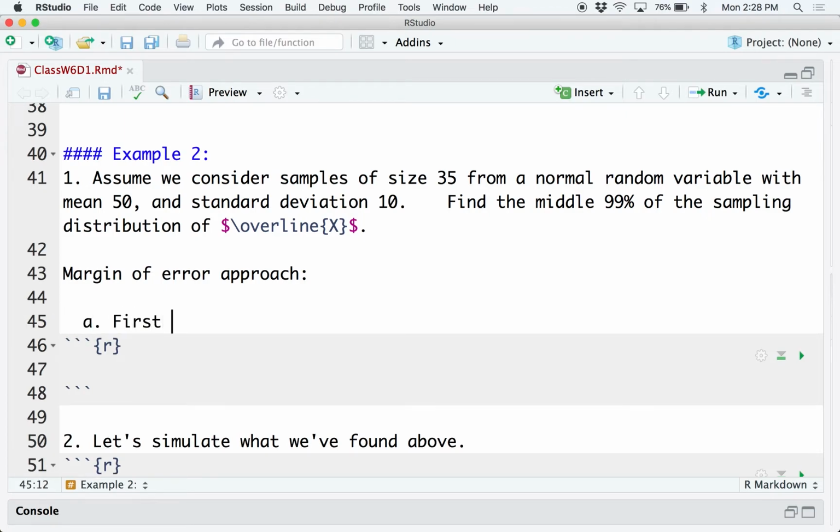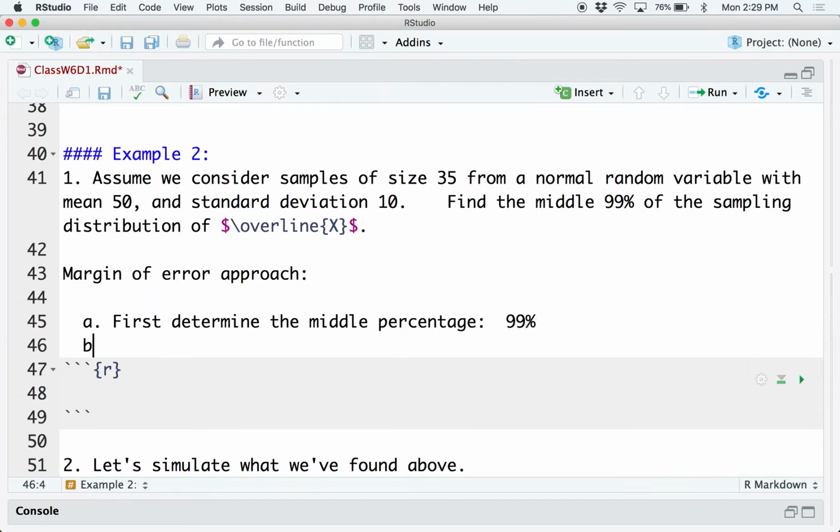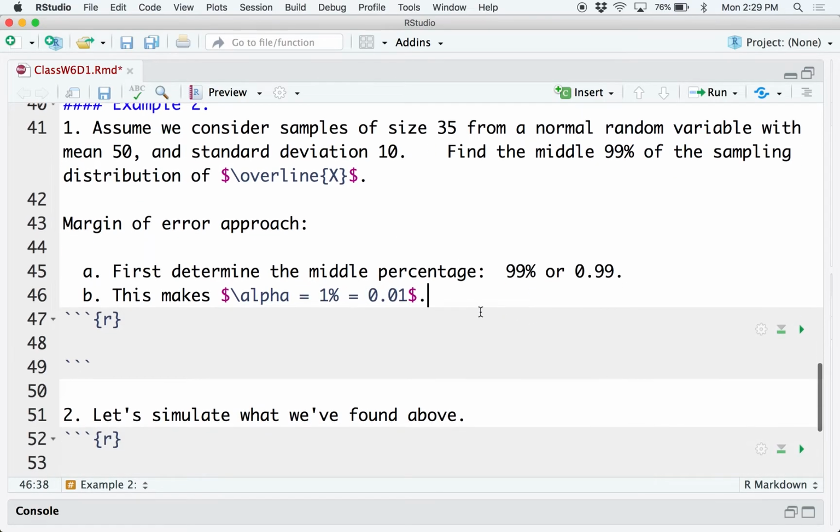All right, first, determine the middle percentage. In our case, this is 99%. This makes alpha equal to whatever's missing. So in our case, this is 1%, which is 0.01. Generally speaking, we're going to want to work with decimals rather than percentages. So in other words, we now know what alpha is.